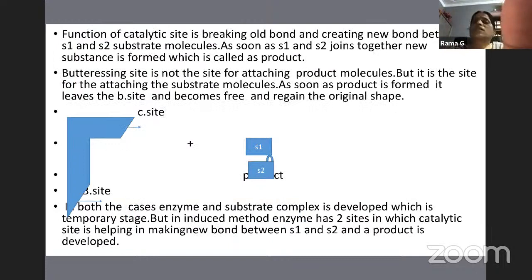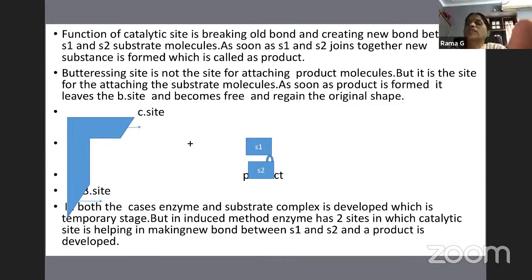In both cases, in lock and key and in this induced fit theory, the enzyme substrate complex is developed, which is a temporary stage. In both cases, the ES complex is developed, and this ES complex is a temporary, transitional state. It is an intermediate stage from which further we can get the end products. So the ES complex is temporary.